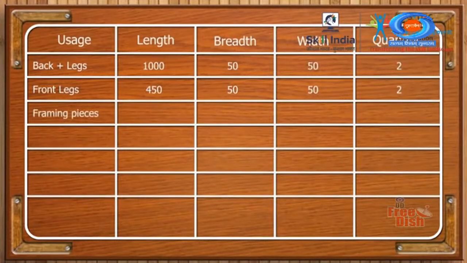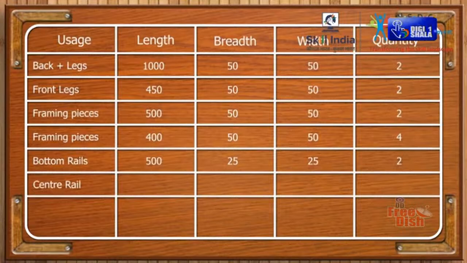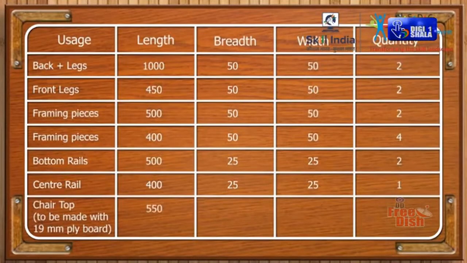Framing pieces 500 into 50 into 50 millimeters, quantity 2. Framing pieces 400 into 50 into 50 millimeters, quantity 4. Bottom rails 500 into 25 into 25 millimeters, quantity 2. Center rail 400 into 25 into 25 millimeters, quantity 1. Chair top to be made with the 19 millimeter plyboard, 550 into 450 into 19 millimeters, quantity 1.